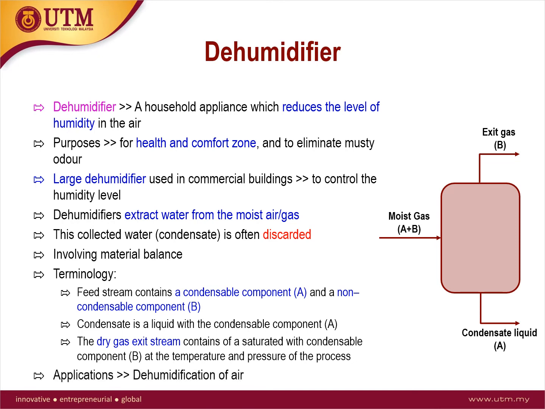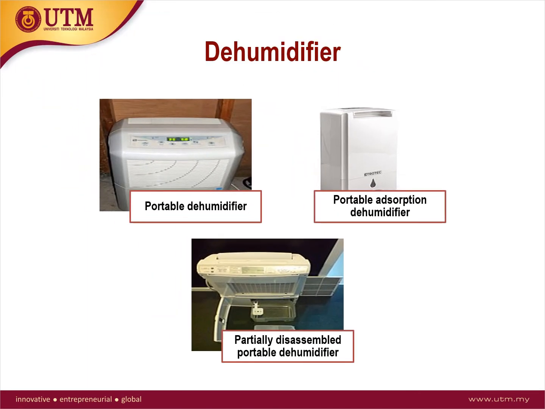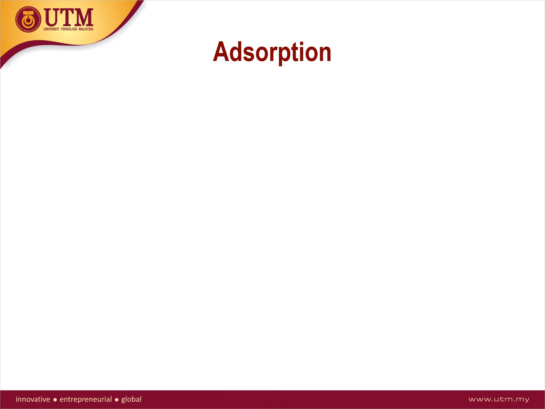An application of this dehumidifier is the dehumidification of air. There are various types of dehumidifiers used for commercial and industrial purposes. The portable dehumidifier and the portable absorption dehumidifier are used commercially. The difference is that the portable absorption dehumidifier uses an adsorbent inside, whilst the industrial partially disassembled portable dehumidifier is utilized in industries. Now we move to the adsorption process.